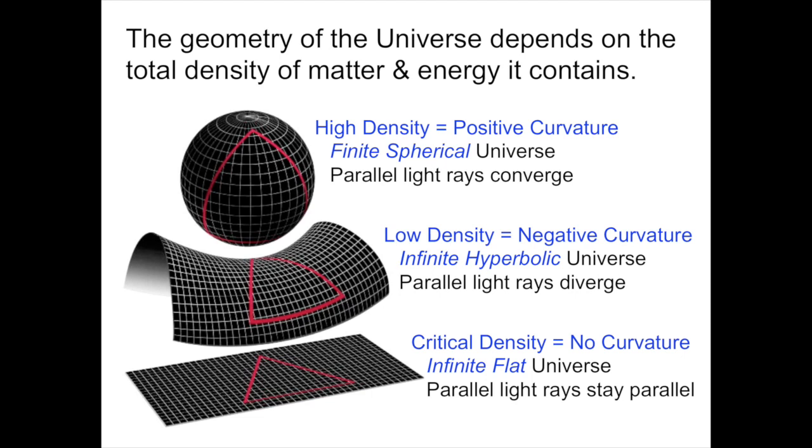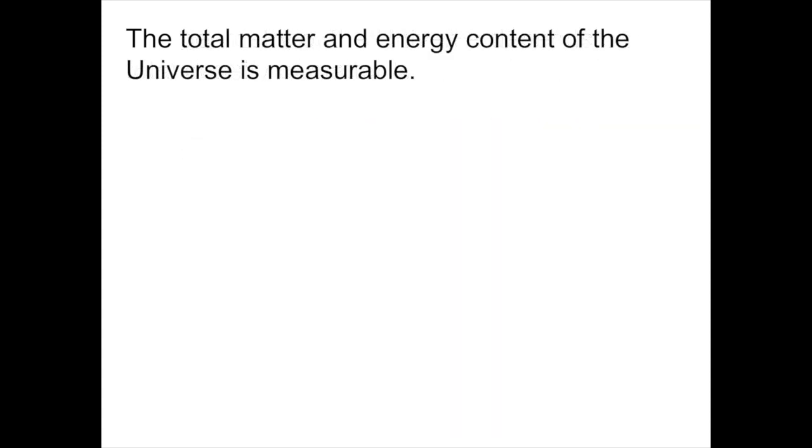Density determines the shape of the universe. High density will be positively curved and spherical. Very low density will be negatively curved and hyperbolic. And in between, there will be a critical density at which there will be no curvature and the universe will be geometrically flat. The total matter and energy content of the universe is measurable.